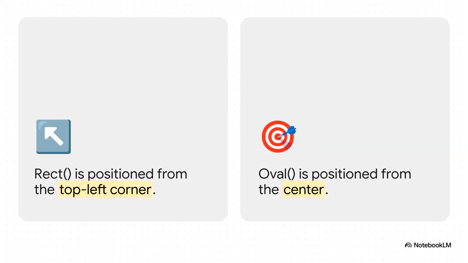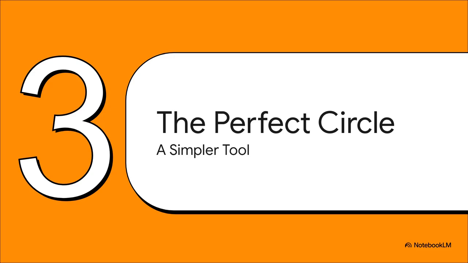And this slide right here really just nails that key difference. If you're drawing a rect, you're thinking top left. If you're drawing an oval, you're thinking center. If you can lock that down, you're going to save yourself a lot of headaches trying to get your shapes to line up.